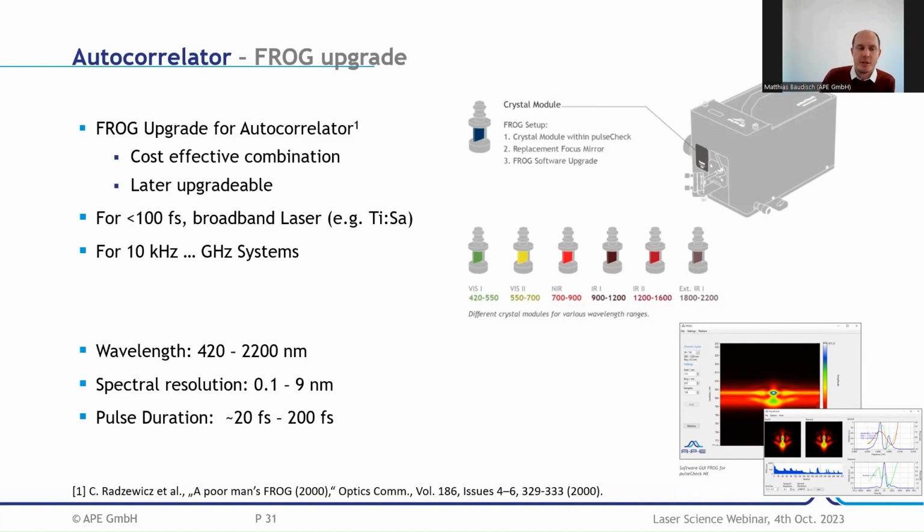So you can actually get even more information. And the nice thing here is that this FROG is also not a separate device in our case. It's really part of the autocorrelator. So you can easily upgrade the autocorrelator with a certain optic set. Here on the top side are shown the different crystals. You put them in, change some mirrors, and you automatically change your autocorrelator measurement device to a FROG measurement device. So this is a very, very versatile combination.